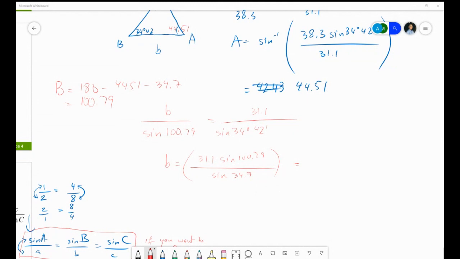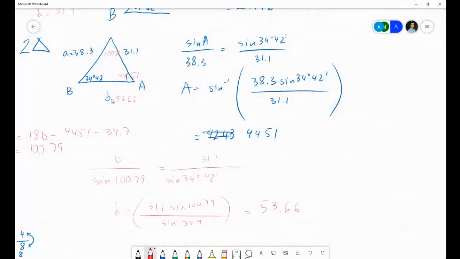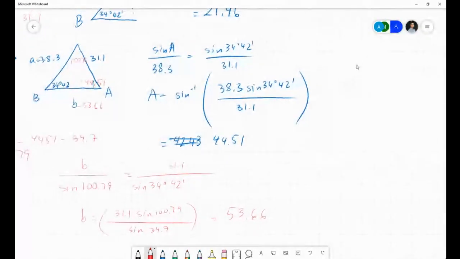I got 53.66. And that should be it, right? That's the first triangle. Now let's look at the second triangle.